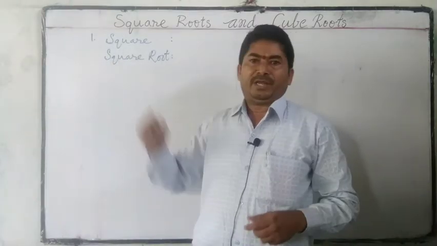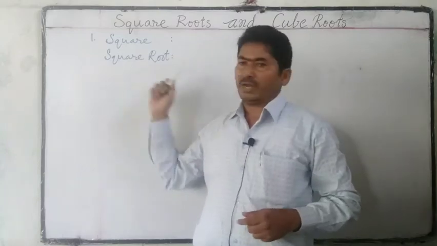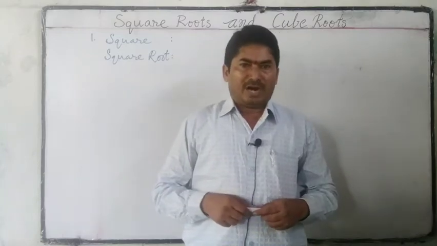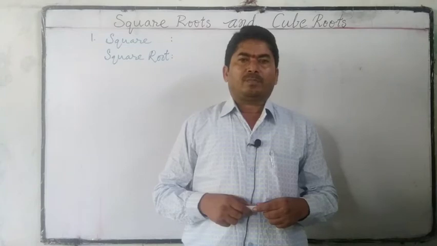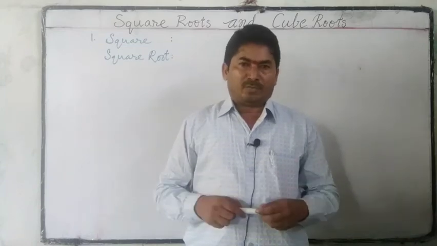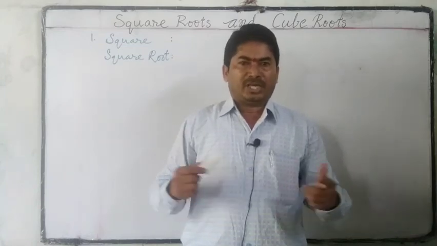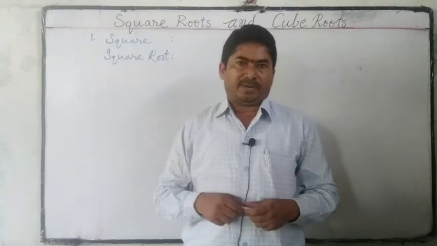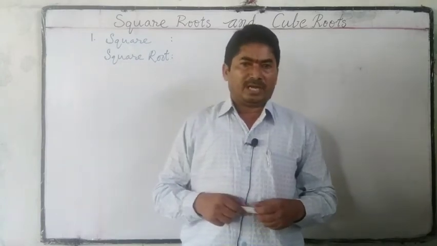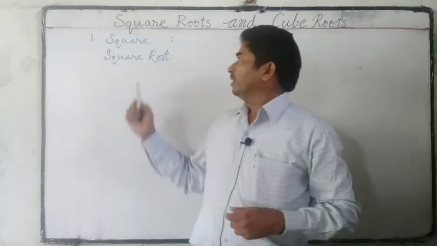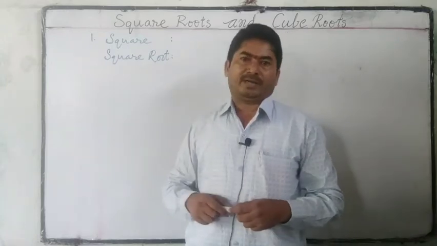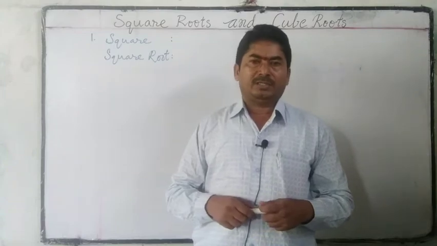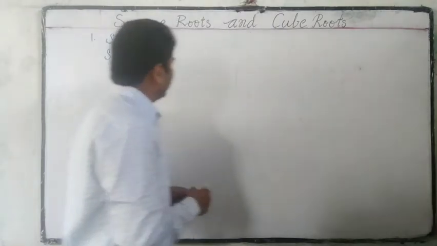First, square and square root. What is a square? If a number is multiplied itself, then the product is said to be square of that number, and the number is said to be square root of that product. To understand this, let us observe one example.